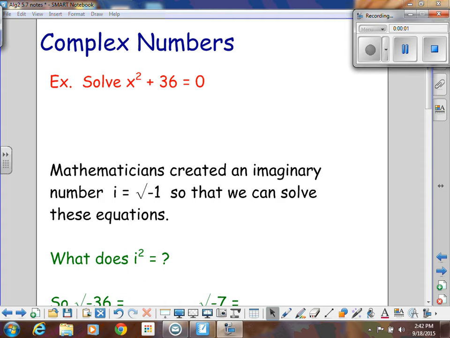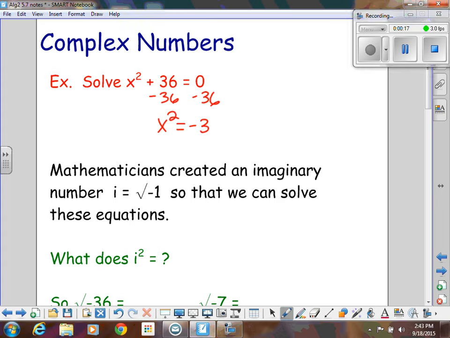Hello, in this video we're going to talk about complex numbers, and these come about when we are trying to solve quadratic equations. So let's look at this first example where we're trying to solve x squared plus 36 equals 0. We would first subtract 36, and I would get x squared equals negative 36. And then when I take the square root, look what happens. I'm trying to take the square root of a negative number, and we would get an error message on our calculator. So what do we do when that happens?